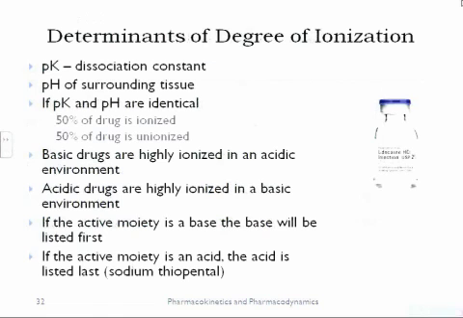Now, what determines the degree of ionization, again, is the pK and the pH of the surrounding tissue. If the pK and the pH are identical, then you have 50% ionized, 50% unionized. Now, the question is, how do you know if the drug is acidic or a base? And what's really nice is that the manufacturers kind of help you.